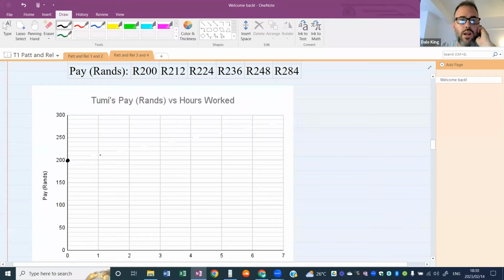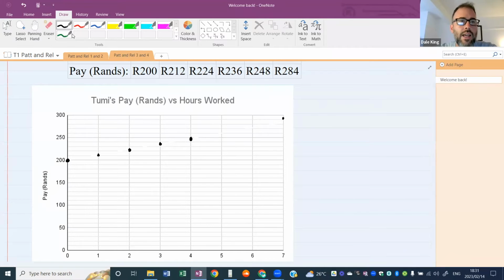Okay. At 1, we've got 212, which is about there. At 2, we've got 224, which is about there. At 3, we got 236, which is about there. At 4, 248, which is about there. 5, we don't have. 6, we don't have. 7, we got 284. So 7 should be 284. So it's 280, so it's about there.